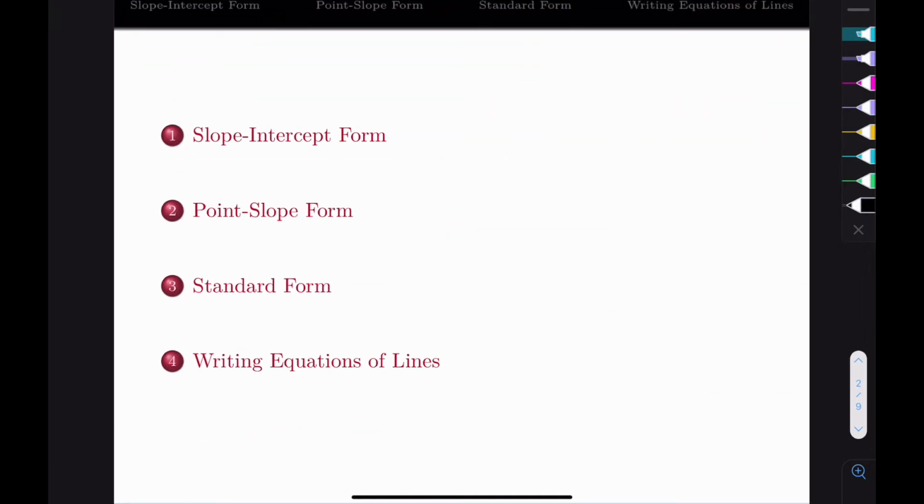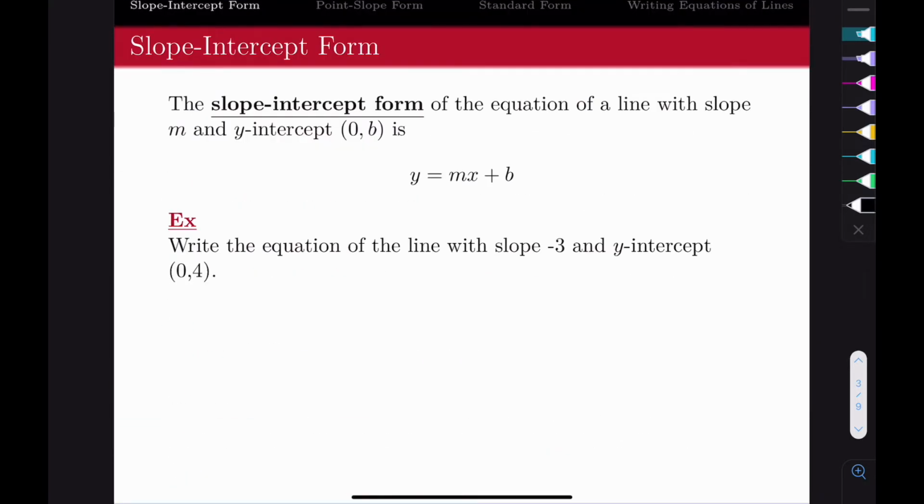The best form for a lot of things is going to be slope-intercept form, because then we're going to be able to easily identify key features. We're going to talk about point-slope form, refresh on just what standard form looks like, and then we'll get tons of practice going through creating equations of lines. So the best, most simple form is going to be our slope-intercept form.